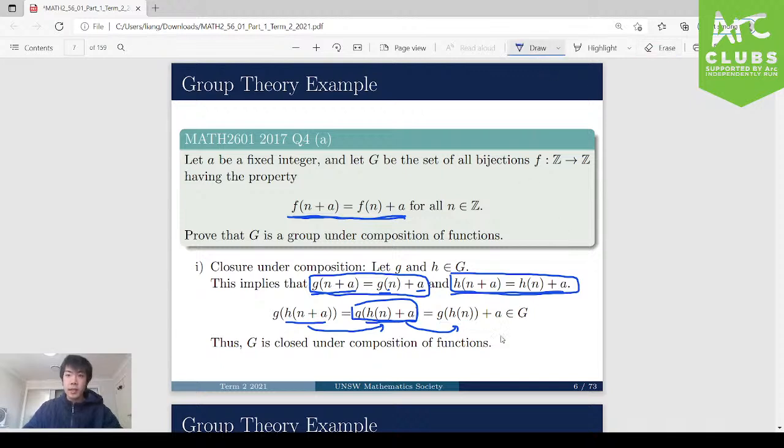Okay. But then that means that we are in G again, because we are now in the same form as our initial property. We have some function of n plus a. And since it's in the same form as our initial property, we can claim that it is closed under composition, because after we compose g and h together, we still end up with something that's within G. And so we claim that G is closed under composition of functions.